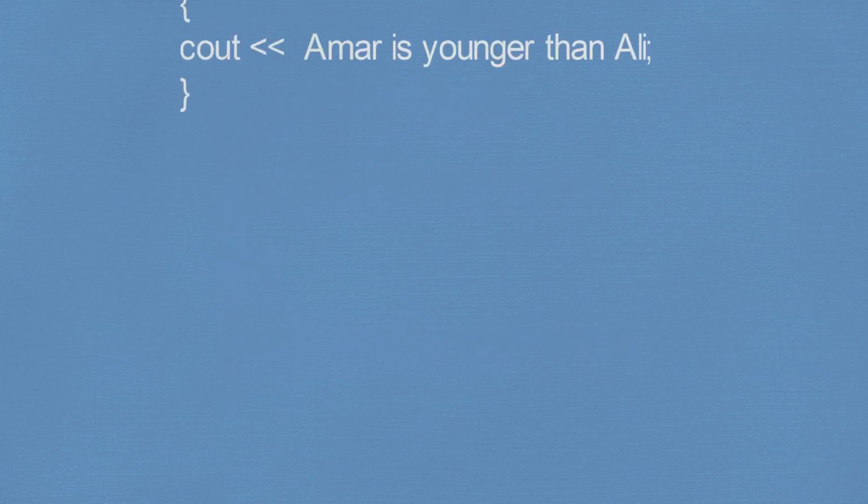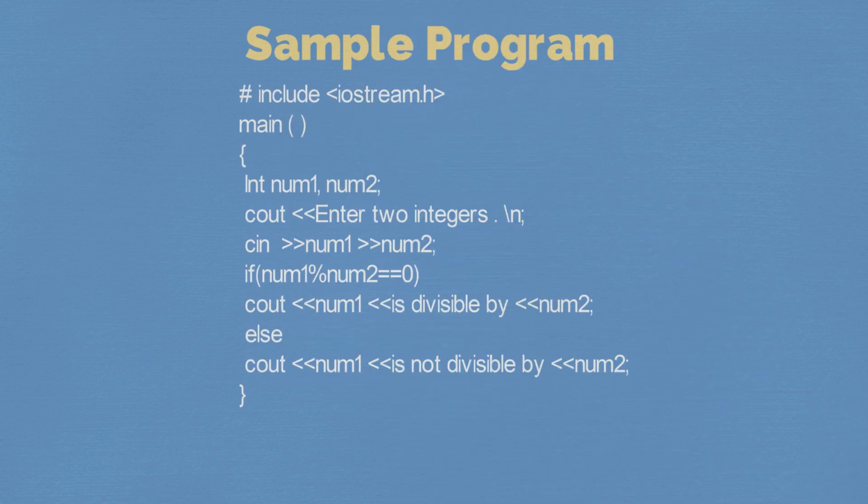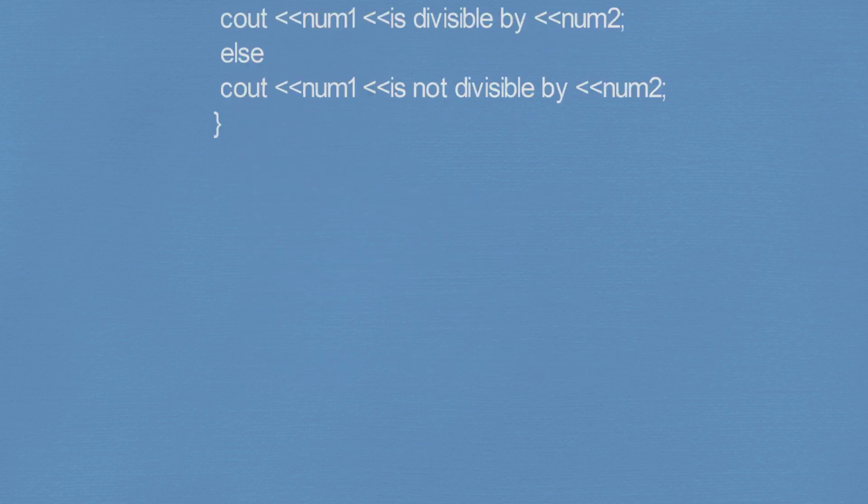Now let's see the usage of the if-else structure in a simple and easy program example. In this program, take 2 integer numbers from the user, mod the first number by the second and check the result. If the result is 0, then the first number is divisible by the second, else the first number is not divisible by the second.